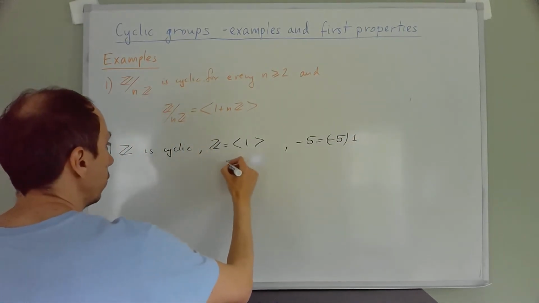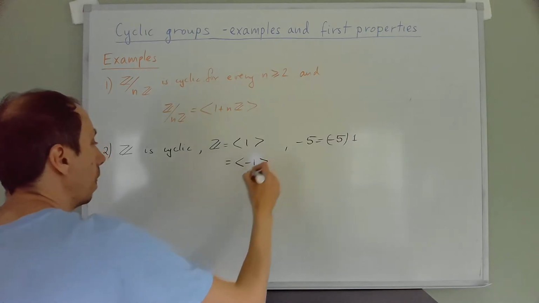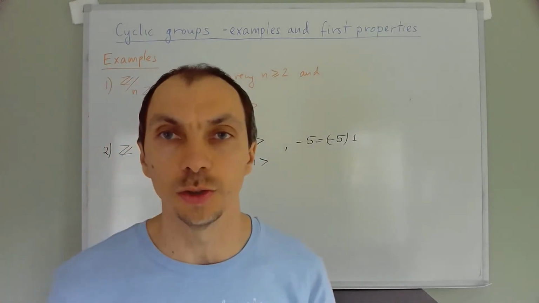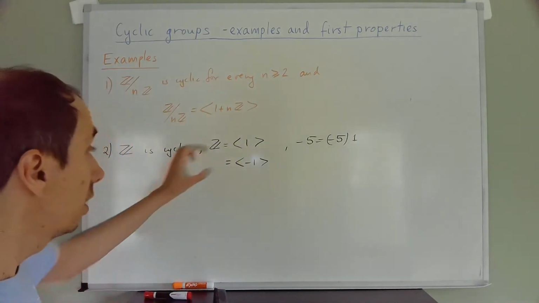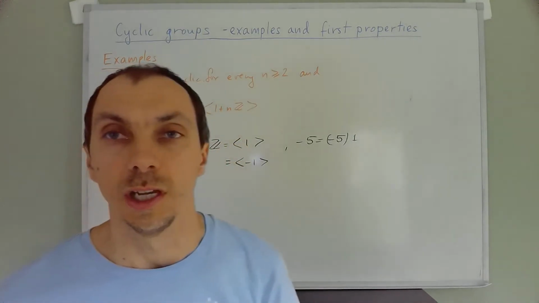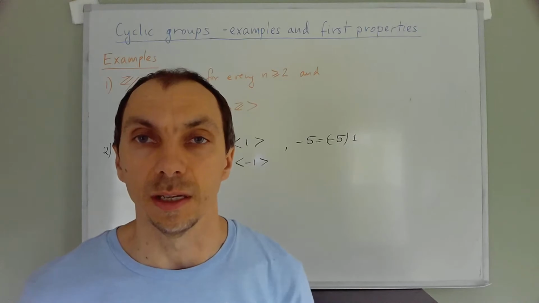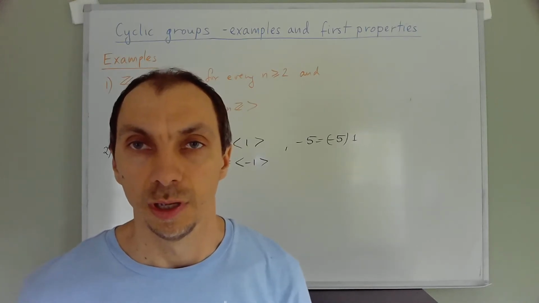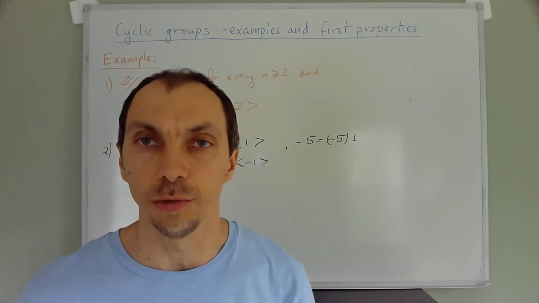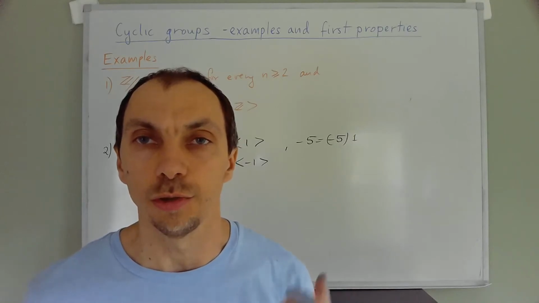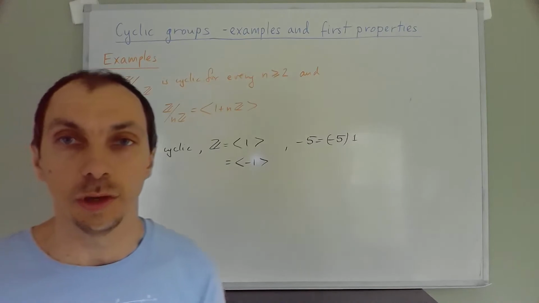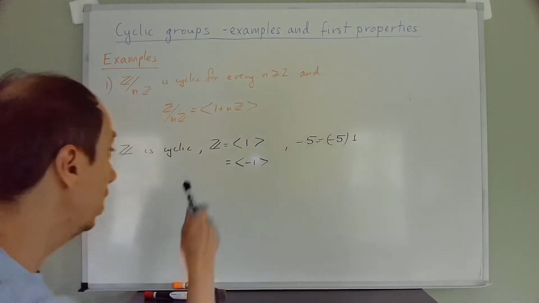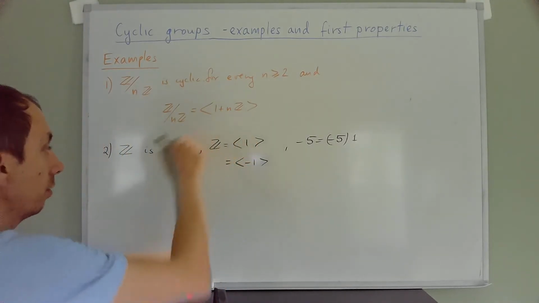There's another generator of Z, namely minus 1. From minus 1 you can also get to every integer by multiplying it by some integer. But that's it. These are the only two generators of Z. If you take any other number, say if you take 2, then if you take multiples of 2, you only get the even integers. You do not get the entire group. But to be cyclic, it's enough to have just one generator. So Z is cyclic because I found a generator for it.